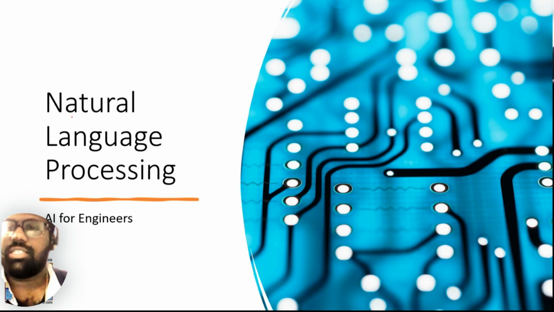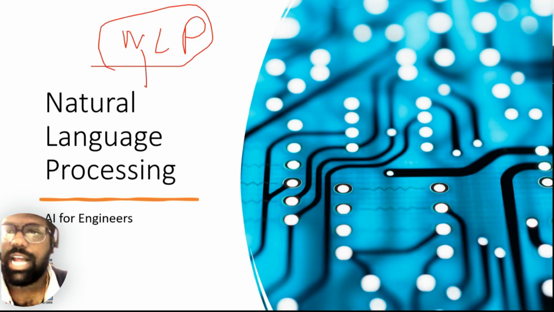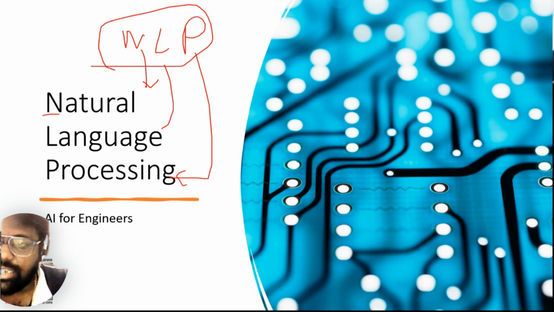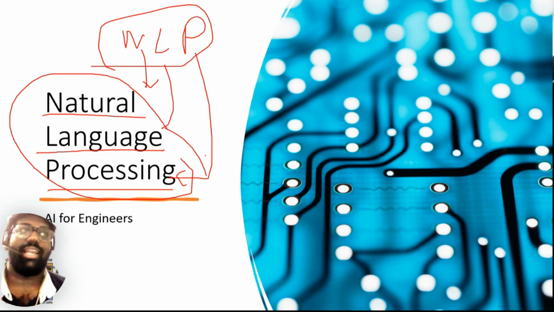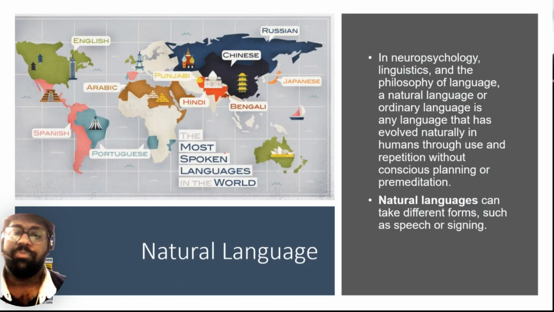So this is something called NLP. NLP is nothing but natural language processing. Just understand natural, and then language: whatever we speak is a language, and how do we process it? That's the crux of this NLP part. First let me tell you what all languages there are. Every country has some national language. The most spoken languages in the world are Hindi, Bengali, Punjabi, Chinese, Russian, Japanese, English, Arabic, Spanish, and Portuguese.